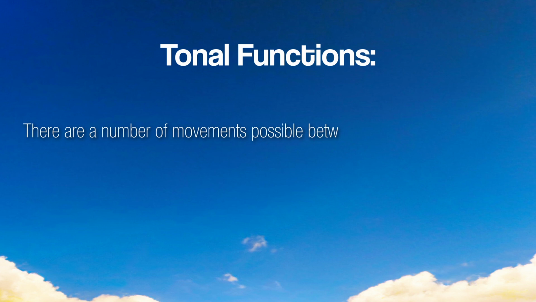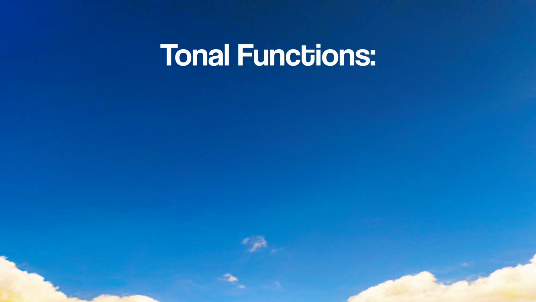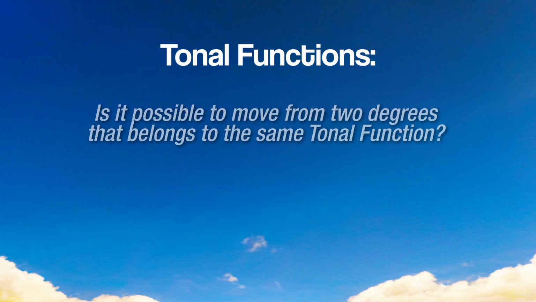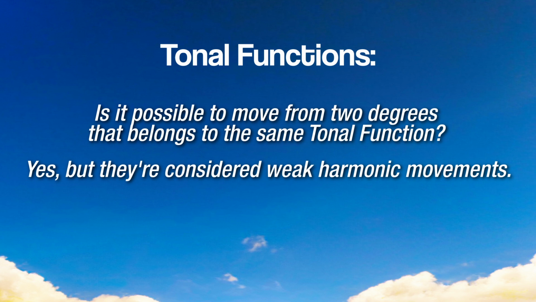There are a number of movements possible between the different degrees, depending on what function they belong to. A degree belonging to the tonic function can go either to a degree that belongs to the dominant or subdominant function. A degree belonging to the subdominant function can go either to a degree belonging to the tonic function or to the dominant function. A degree belonging to the dominant function can only go to a degree that belongs to the tonic function. It is possible to move between two degrees that belong to the same tonal function, yes, but they are considered weak harmonic movements. What are the types of movements permitted?